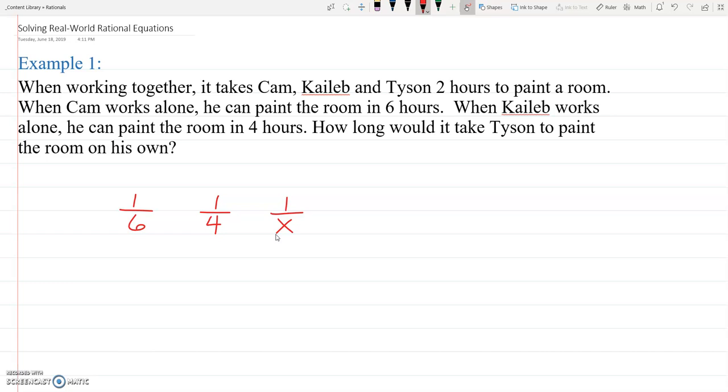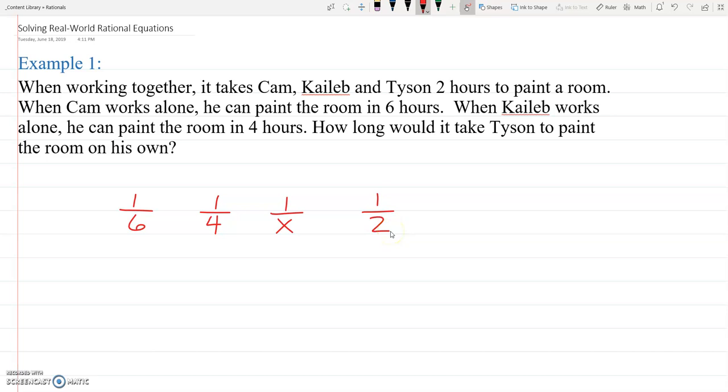You good with that? Okay, let's talk about if all of them work together. Get all 3 boys in the room together. They can paint the room in 2 hours. Let's convert it to 1 hour. If all 3 boys are in the room and it takes them 2 hours to paint it, how much can they paint in 1 hour? Half the room. Is that obvious? In the first hour, they paint the first half. Second hour, they paint the second half, and then they're done. So I'm going to write that as 1/2.